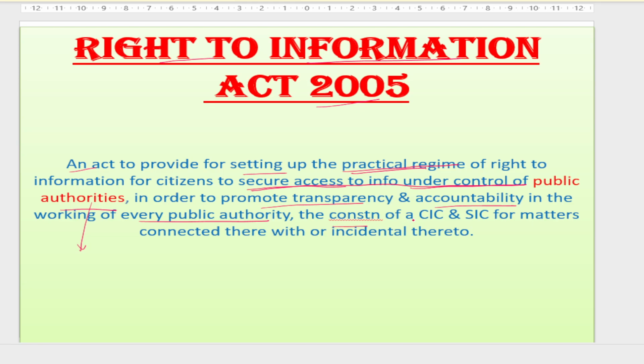The constitution of a central and state information commission for matters connected therewith or incidental thereto. So the RTI Act has the provision of a PIO, a public information officer at the first level, a first appellate authority at the second level, which is usually a senior officer within the department, and a second appellate authority, which is the Central or State Information Commission.